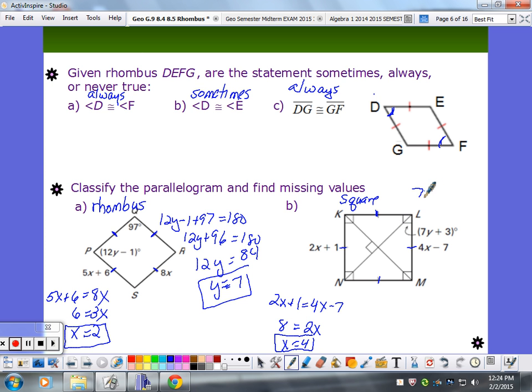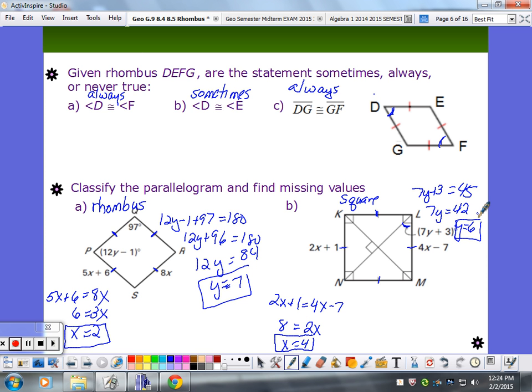7y plus 3 is 90. Well, that's the whole thing. 7y plus 3 is just pointing to this little bit of it. Not this whole thing. 45. Now why is it half? How do I know it's half? The diagonal bisects. Yep, it's a rectangle, rhombus. So the diagonal will bisect. So 7y plus 3 is 45. Subtracted 3. So it looks like y is 6.